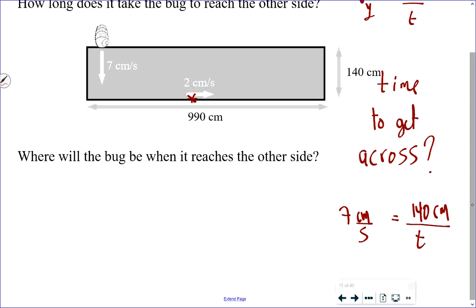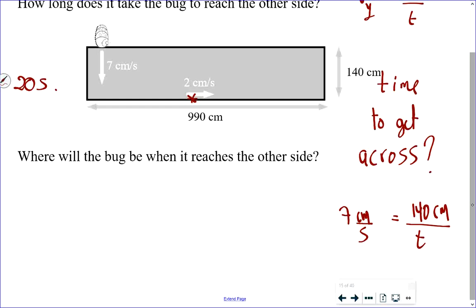Take the 140 centimeters divided by the 7 centimeters per second. It takes 20 seconds to accomplish that. Now, the bug has also been moving that way for 20 seconds. So now that we know it's a 20-second journey, and let's be clear, the bug doesn't go across and then down. It's happening at the same time.